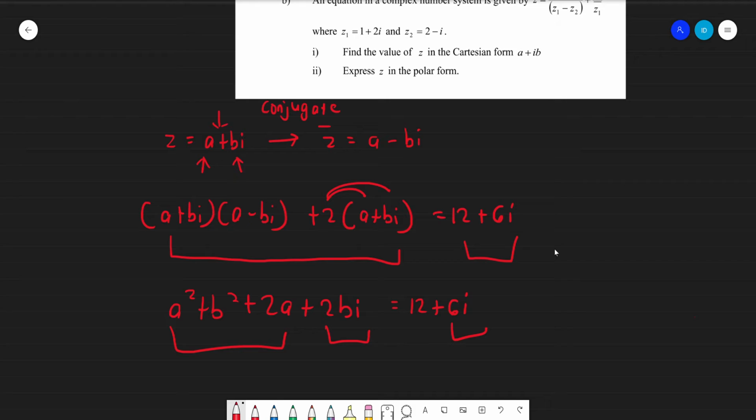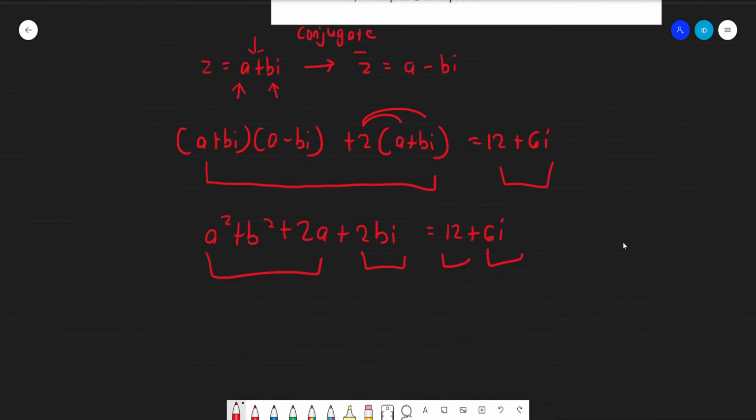2bi and 6i are both the imaginary part, while a squared plus b squared plus 2a and 12 are both the real part. So we compare these two. We have created two different equations: a squared plus b squared plus 2a is equal to 12, while 2bi is equal to 6i.